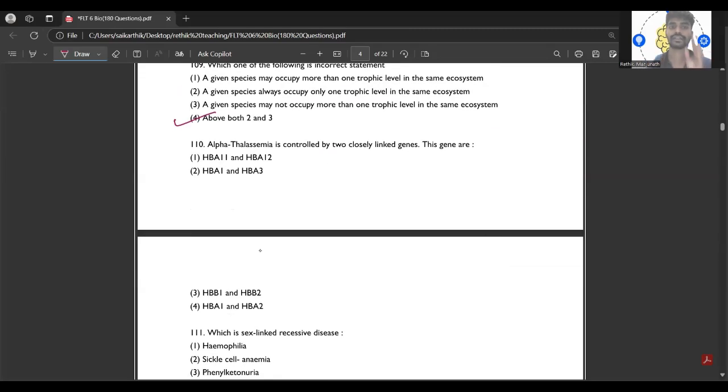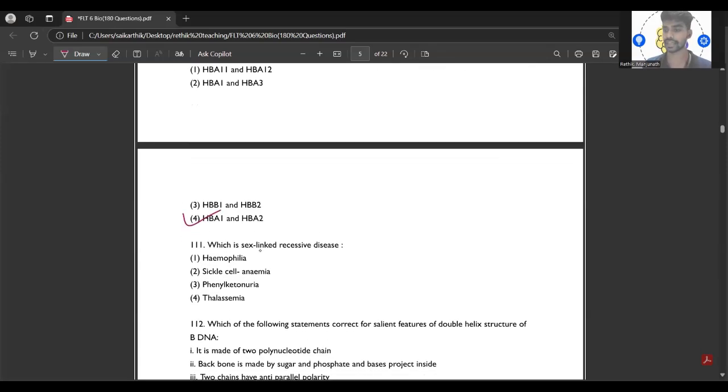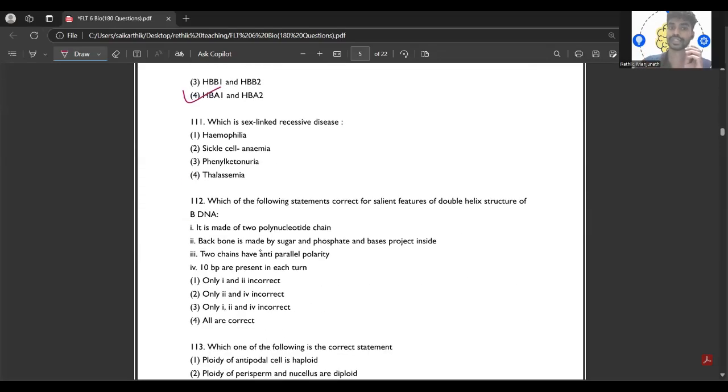Alpha thalassemia is controlled by two closely linked genes. These genes are called what? So they are actually called HBA1 and HBA2 genes. This is again a direct question, genetics and evolution, principles of inheritance and variation. So which is a sex-linked recessive disease here? Hemophilia, right? It's a sex-linked recessive disease.